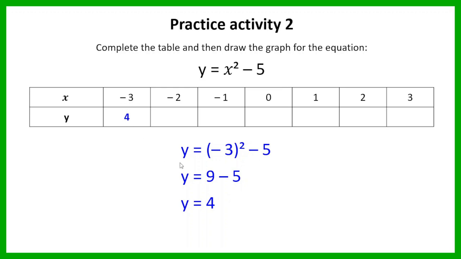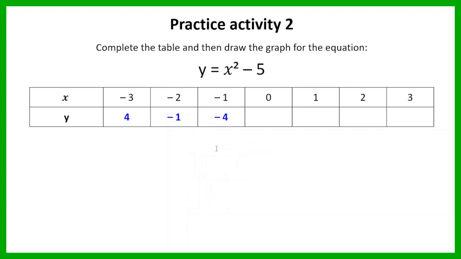Then the next one, x is negative 2, so we're going to have y equal to negative 2 in brackets squared minus 5. When we square the negative 2, we're going to get positive 4 minus 5, giving us a y value of negative 1. So if x is negative 2, y is negative 1. Then if x is negative 1, we're going to have y equal to negative 1 squared minus 5. That gives us 1 minus 5, which is y equals negative 4. So if x is negative 1, y is equal to negative 4.